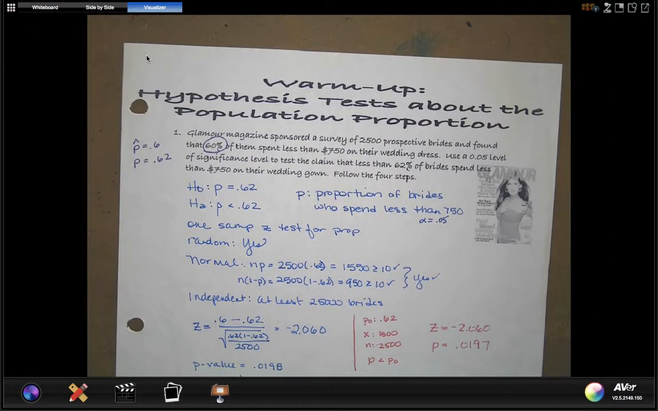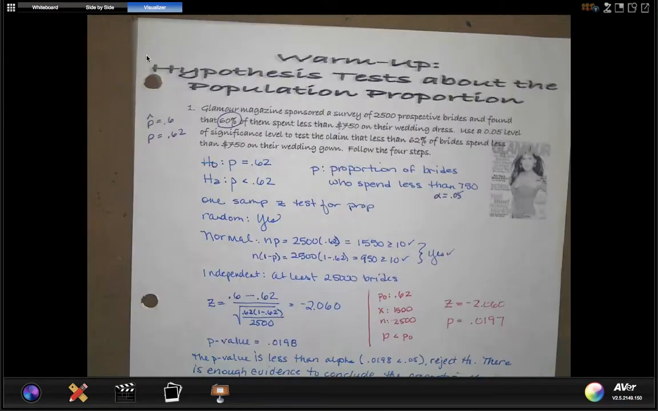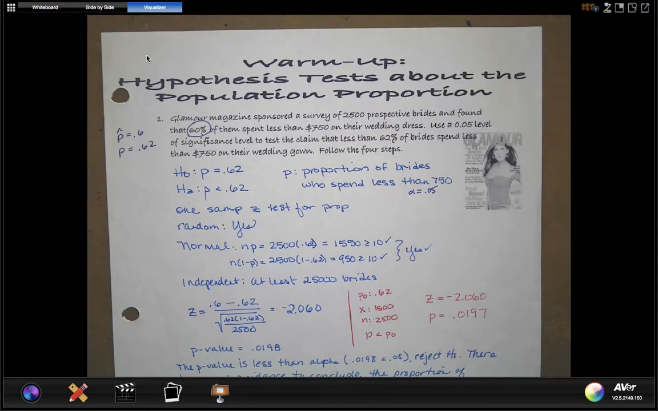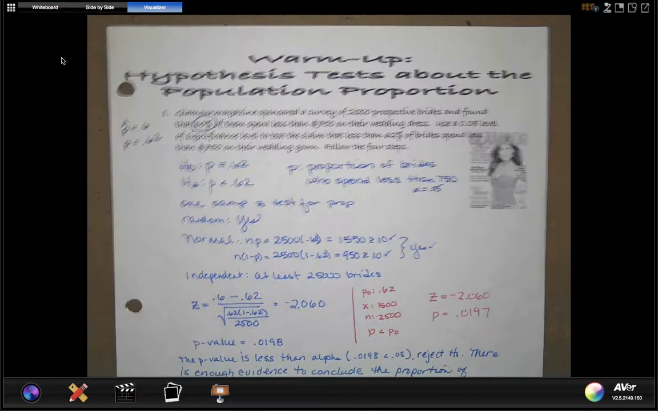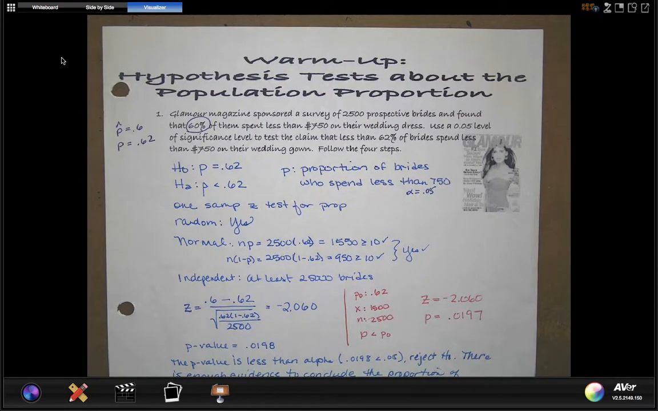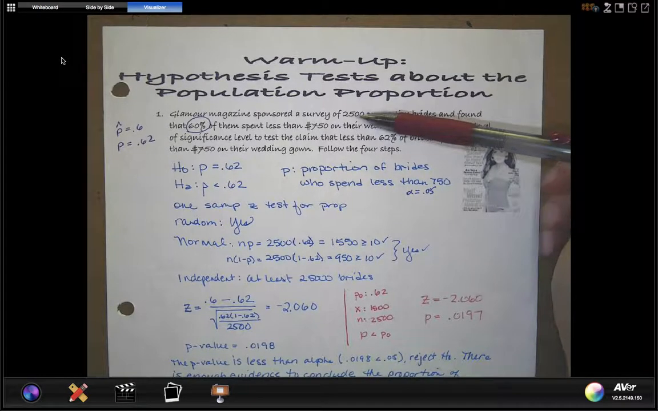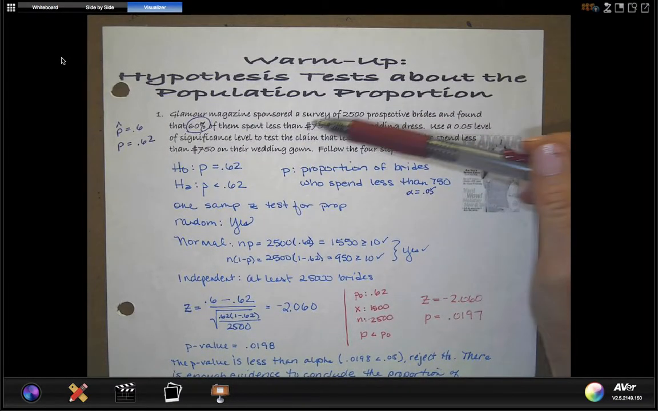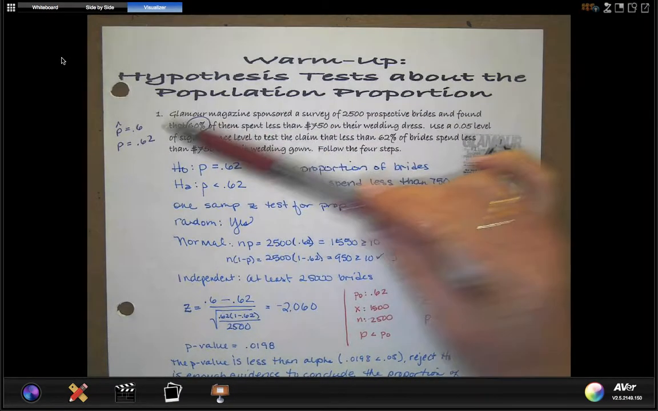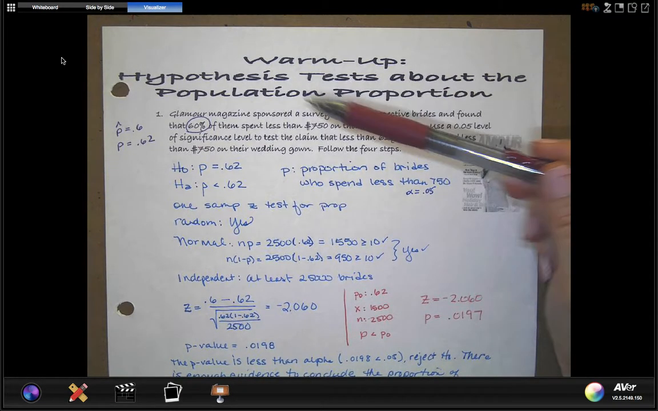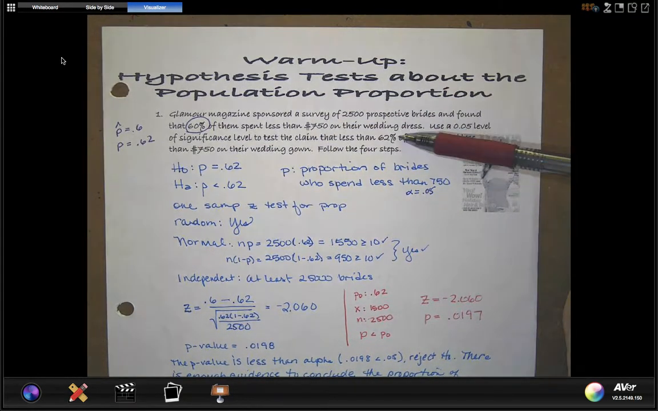Okay, here we go. All right, so just, I guess, a couple things to point out on this warm up here. So you're trying to find the proportion. It says here that they talked to people and they found that 60% of us spent less than 7,500. So that's the p hat right there. Use a 0.05 level of significance to test the claim that less than 62% of brides spend less than 750.